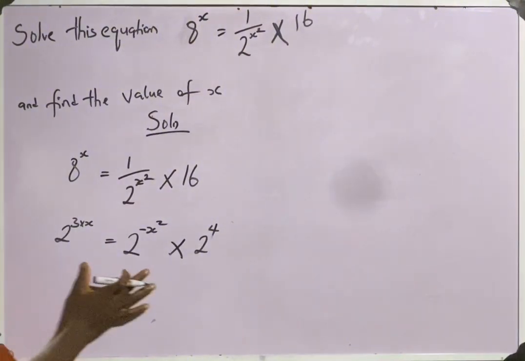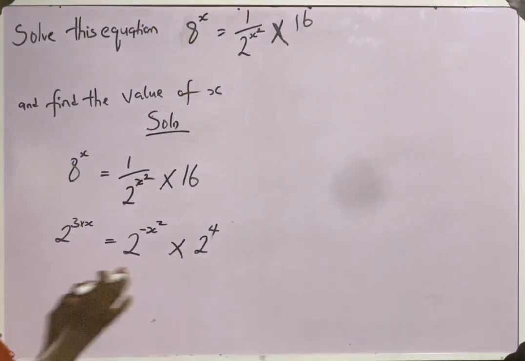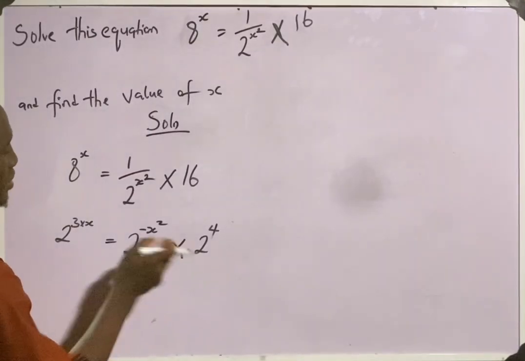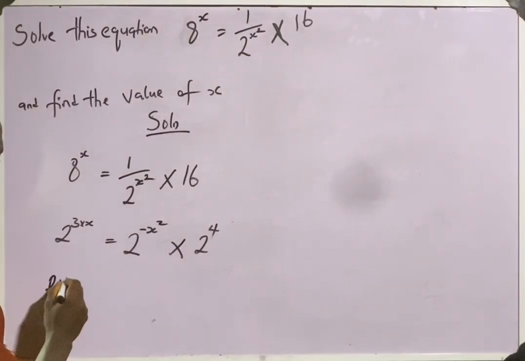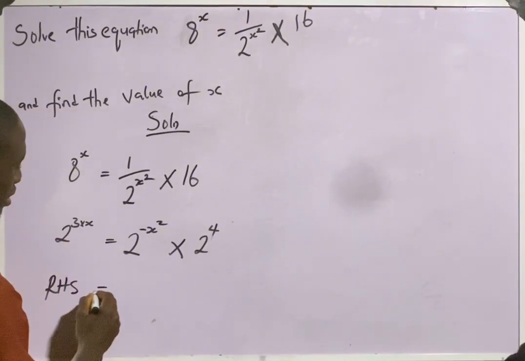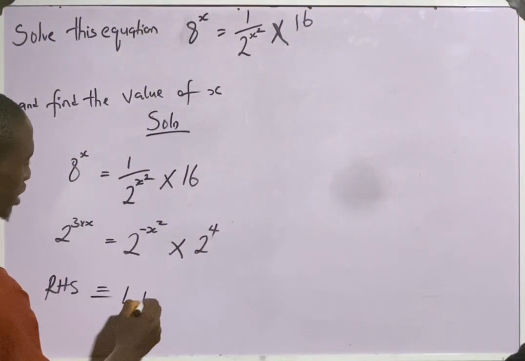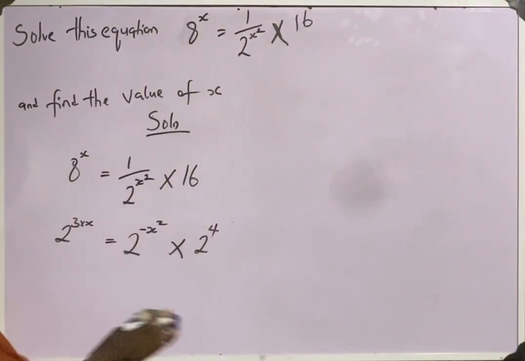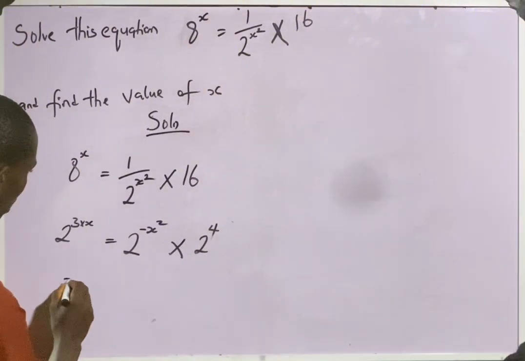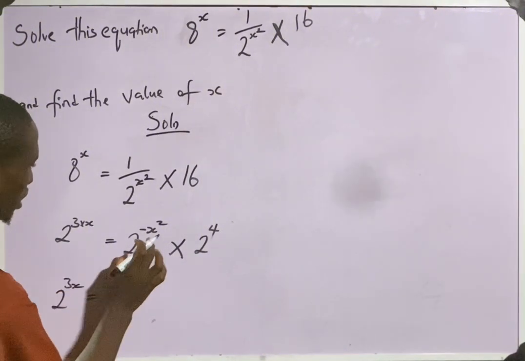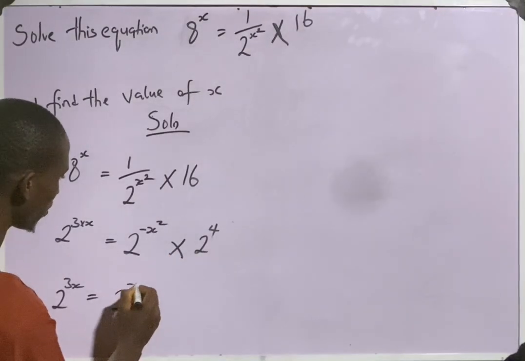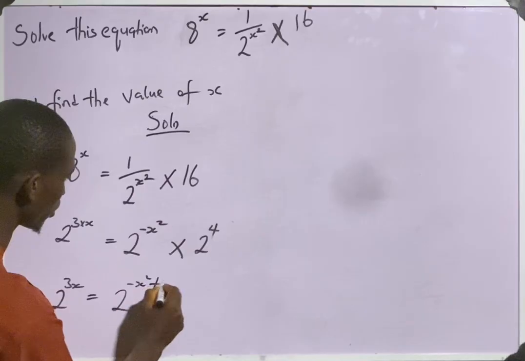So as you see now, we have similar things. You just break it down to have similar bases. The right hand side is looking like the left hand side. That is the goal, right? So in this case, we can implement our law of indices here. That is 2 raised to power 3x is equals to, this in law of indices will now convert to 2 raised to power minus x squared plus 4.